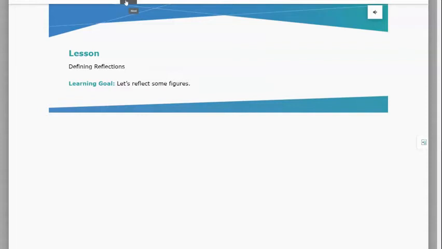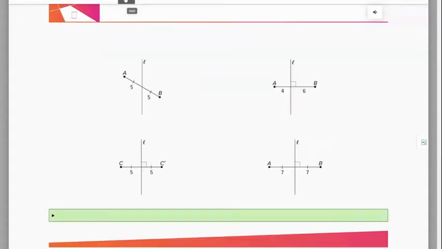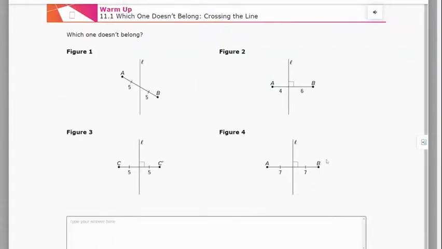If you think of reflections, you can always think about looking yourself in the mirror, right? You see your reflection. If you look at our warm-up, 11.1, which one does not belong? Crossing the lines. So which one do you think does not belong? There's so many different ways we can answer this, correct?